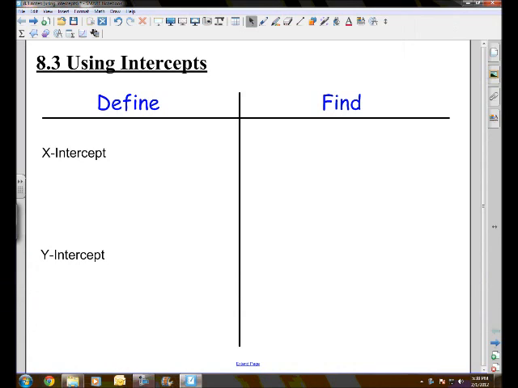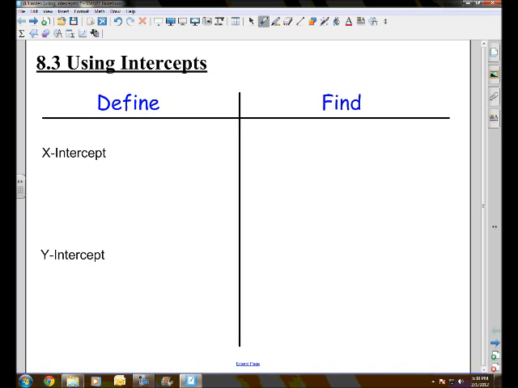Okay guys, today we're talking about section 8.3, using intercepts. Now I think you guys did a little bit of this in 8th grade, hopefully, so we'll go from there, just building on that, and hopefully this will be a bit of a review for you. Okay, so starting off, we're going to define and find x-intercepts and y-intercepts.